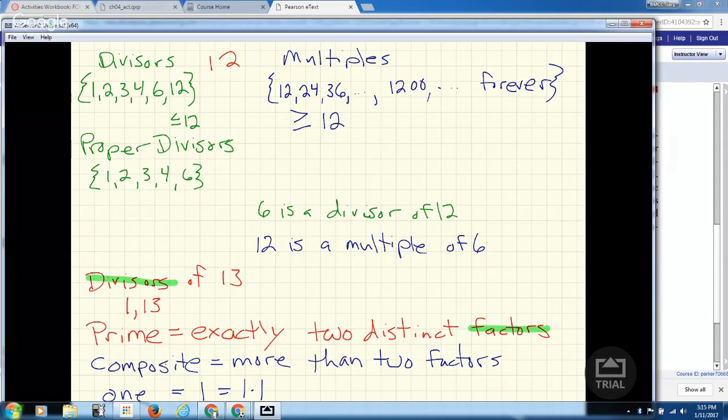So when we break up the counting numbers in terms of divisibility, divisors, we can break them into 3 groups. Either the number is prime, or the number is composite, or it's 1. 1 is neither prime nor composite. It's a weird number.